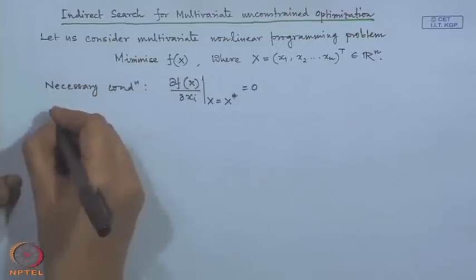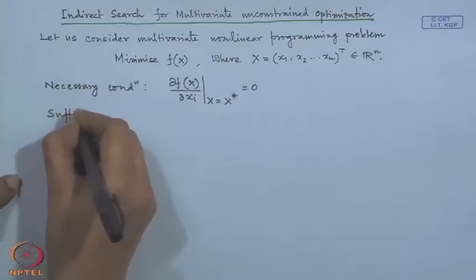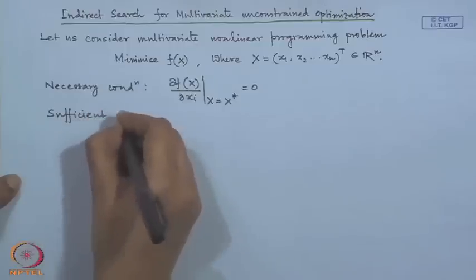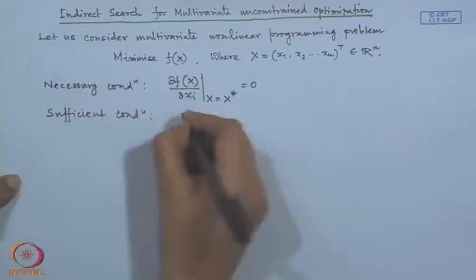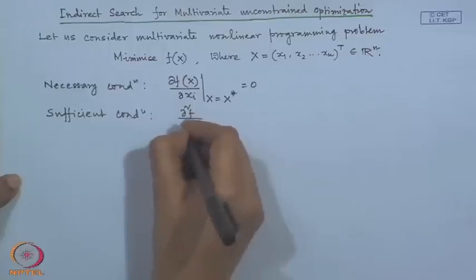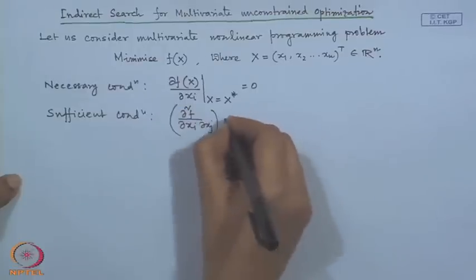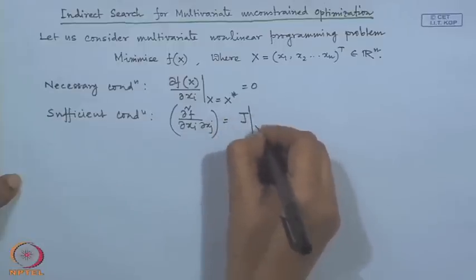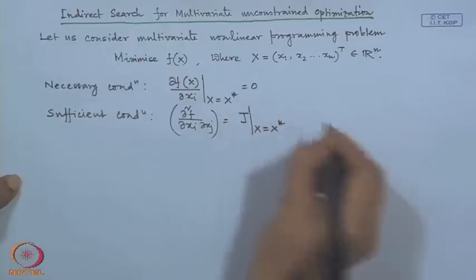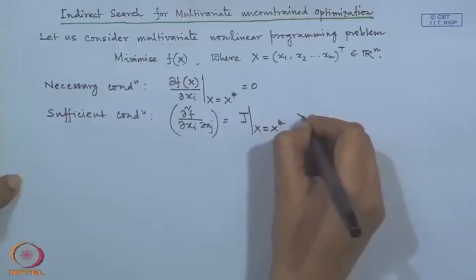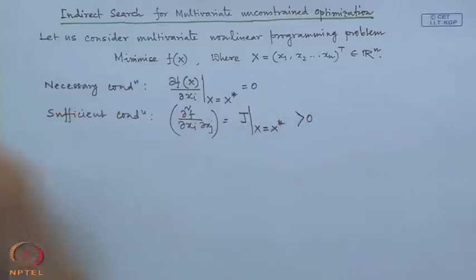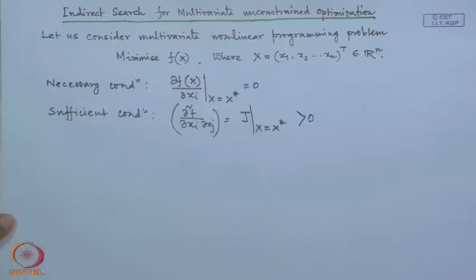After that we go for the sufficient condition, that is the second order derivative. That is del 2 f by del x_i del x_j, and we form the Jacobian for it, and we see at the optimal point if this matrix is positive definite, then we say that the corresponding optimal solution x star is the minimum solution for the given unconstrained optimization problem.